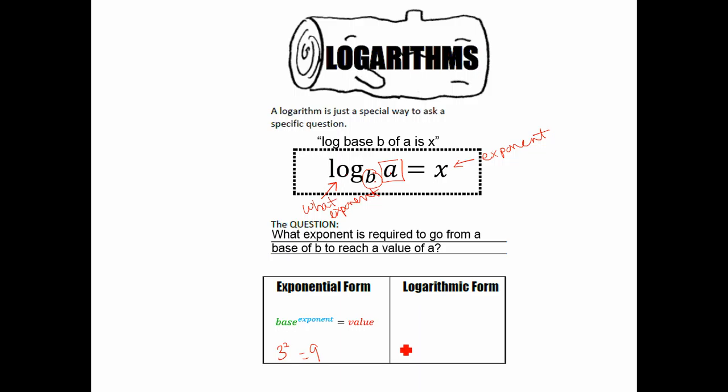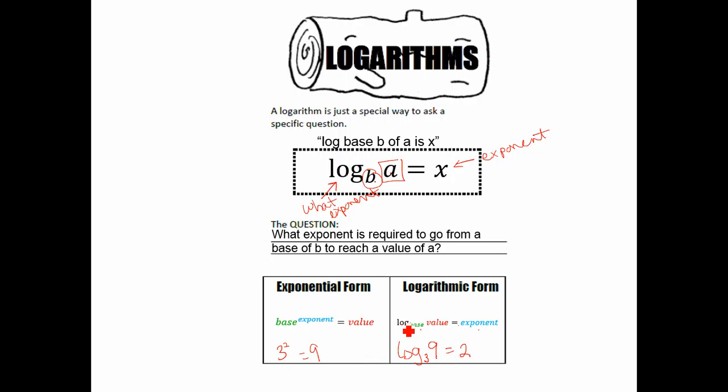We end up saying what exponent, which is the same as the word log, on the base of 3 gives us a value of 9? What exponent on the base of 3 gives us a value of 9? Well, that'd be 2. So in log form, things sort of are rearranged. In words, we're going to say we have a log with a base that reaches a value if I am equal to this exponent. Okay?